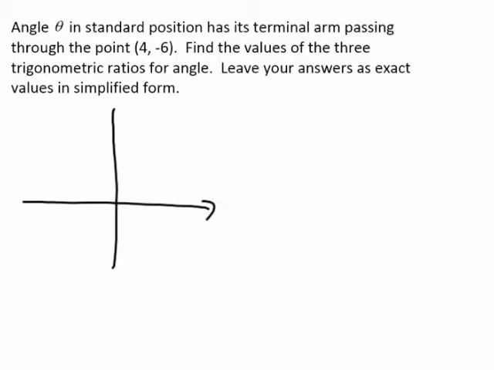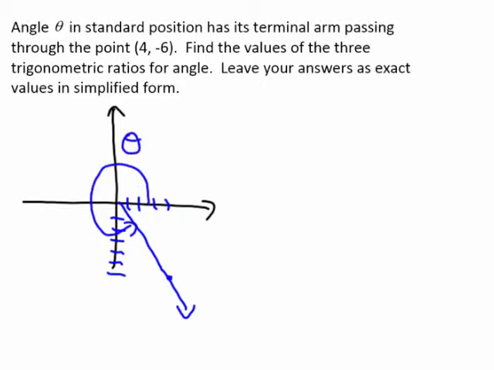Final question. We have a standard position angle that has a terminal arm passing through the point 4, negative 6. Here's the terminal arm. So the angle is something like that. I don't know the measure of the angle. And if you'll notice by the question, we're not even asked to find the measure of the angle. We're asked to find the value of the three trig ratios. So we're asked to find the cosine of the angle, the sine of the angle, and the tan of the angle.